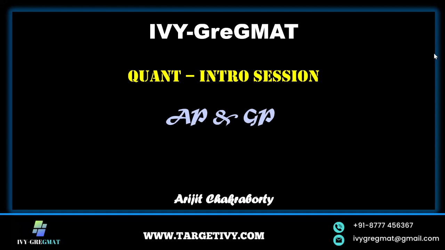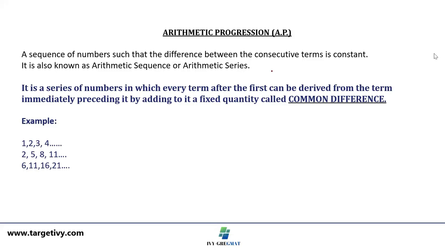Okay, what is an arithmetic progression? Arithmetic progression is basically a sequence of numbers such that the difference between the consecutive terms is constant. How? Let's see further. It is a series of numbers in which every term after the first term can be derived from the term immediately preceding it by adding a fixed quantity called the common difference.